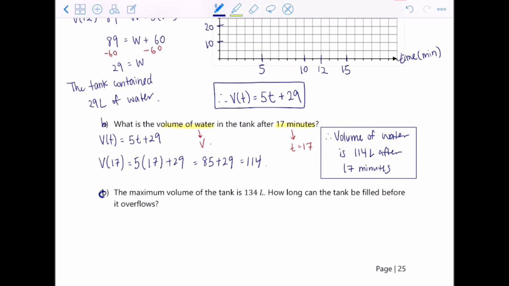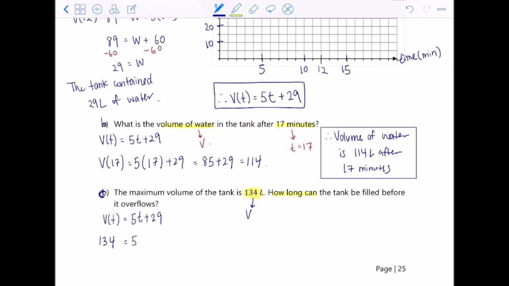For part C, they're asking how long the tank can be filled before it overflows when the maximum volume of the tank is 134 liters. So how long can the tank be filled? All right, so this time we start with the exact same equation, the general equation, just like that. And we're going to fill in or sub in the values that we have. So this 134 liters is the volume. We don't know the time, but we know the volume. So all we have to do is sub into the left-hand side right here. At some point, the volume is going to reach 134.